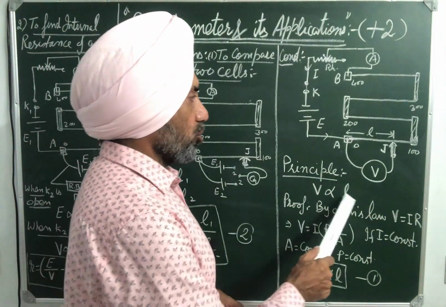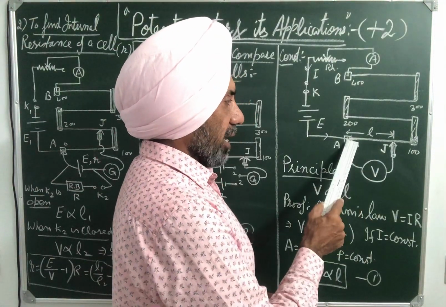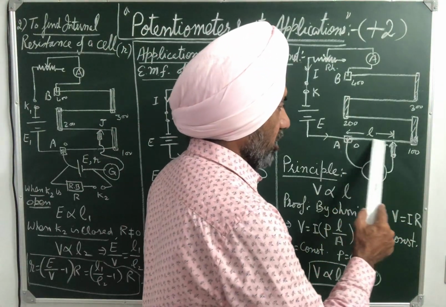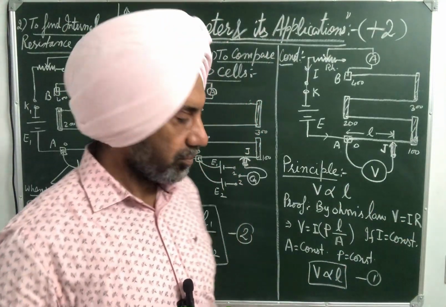So V is directly proportional to L. So when you move the jockey from end A along the length of the wire, you will find the reading of the voltmeter increases. That is V is proportional to L.